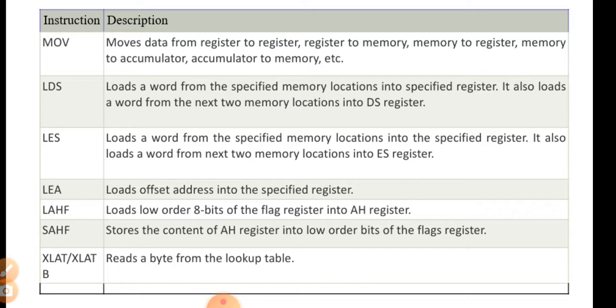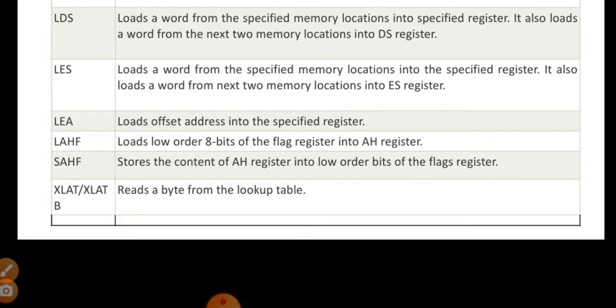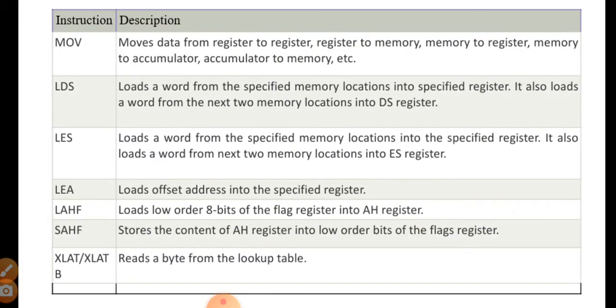Now another is SAHF. It works as the opposite of LAHF, means it stores the AH register content into the lower byte of the flag register. Similarly, XLAT or XLATB, these instructions read the byte from the lookup table. These instructions are used for reading a byte from the lookup table.